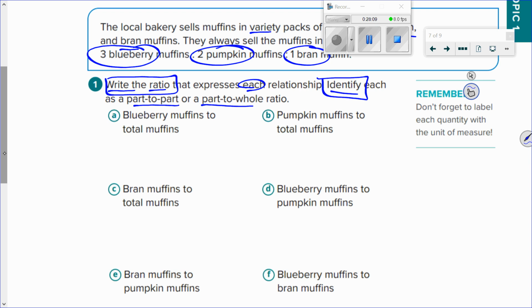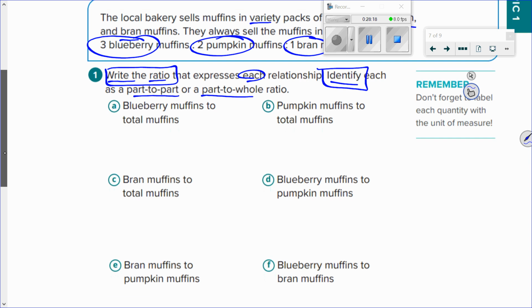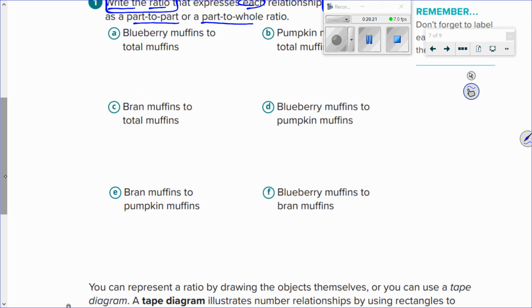And I do want you to simplify the ratio if possible. And then tell me is it part-to-part or part-to-whole. There's 6 of them here. This literally should take you guys about 3 minutes. So go ahead and get to work.